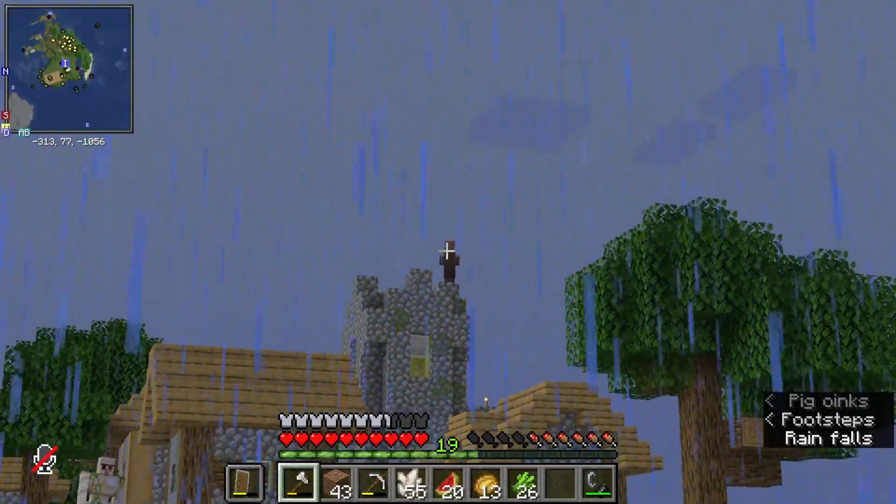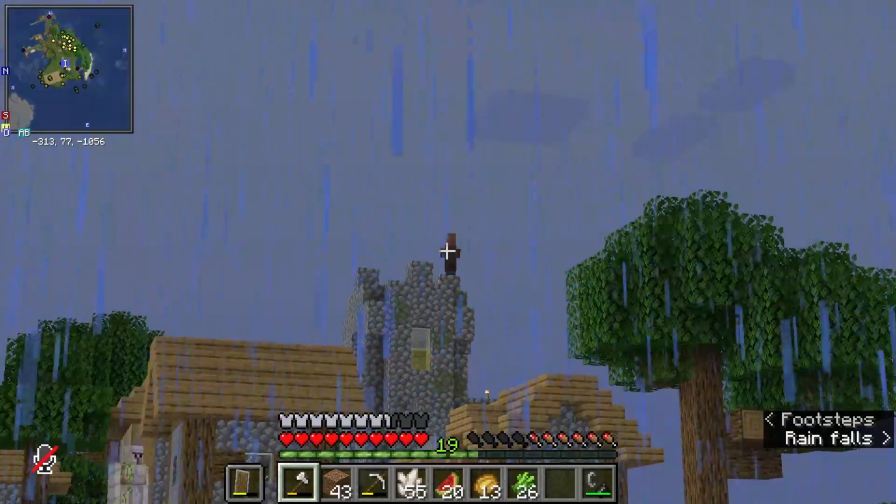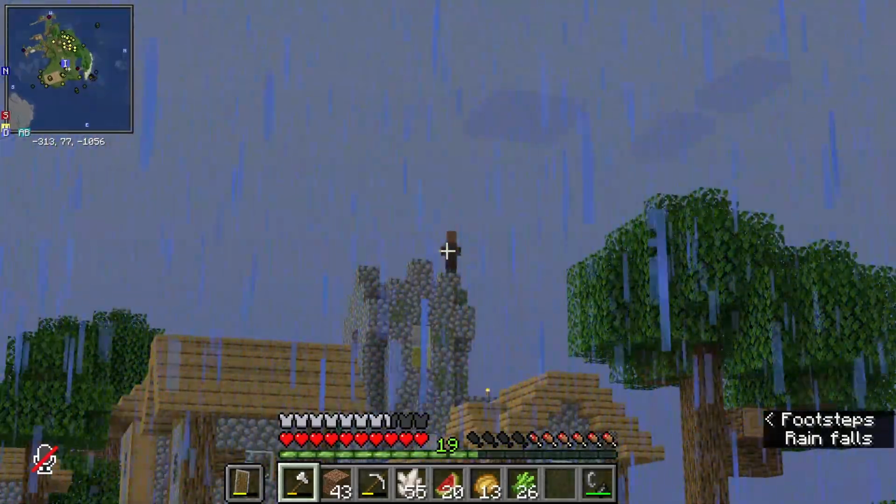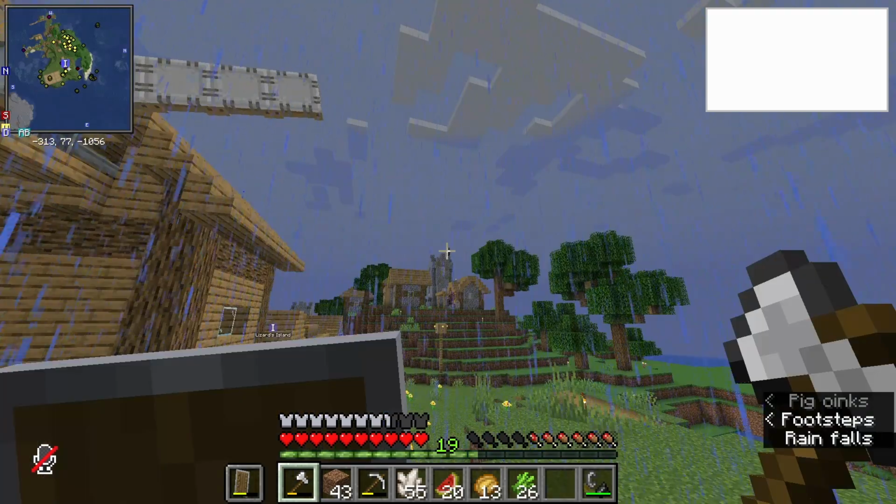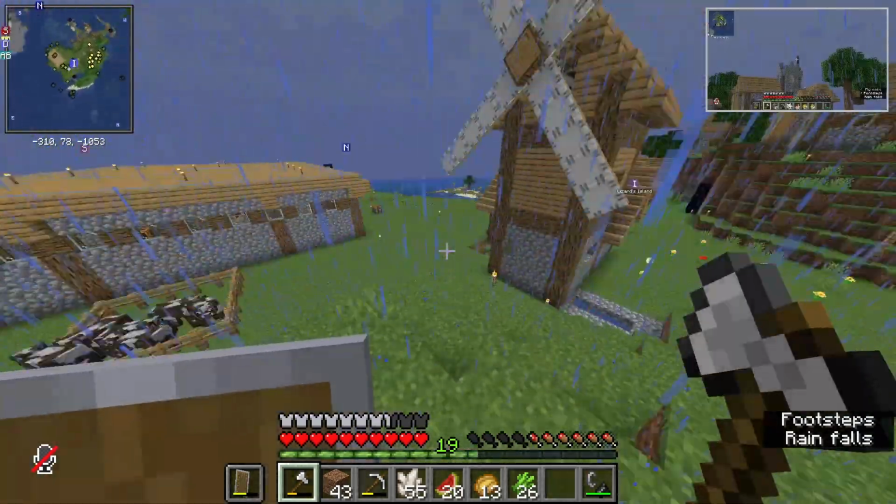Why is there just a villager up there? Look at him, he's just chilling on top of that tower. It's crazy. I gotta get a screenshot of that.